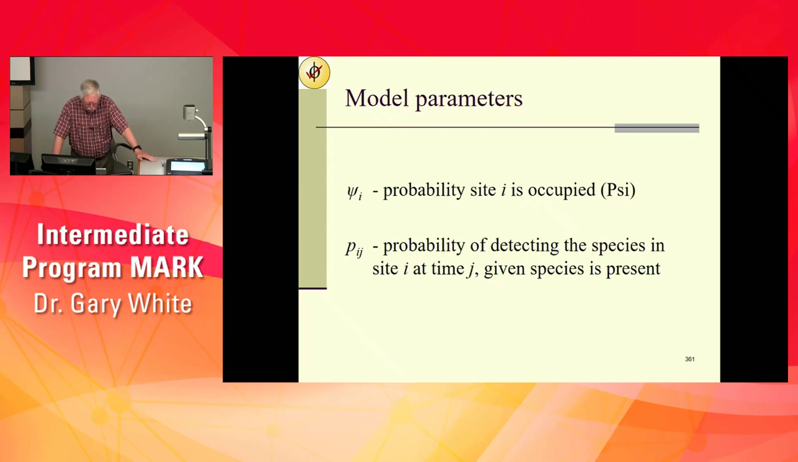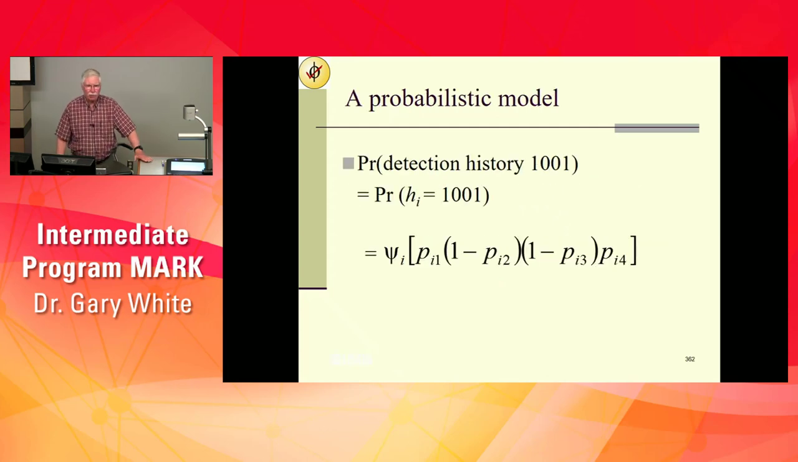But for the moment, we're just going to assume that everything's kosher, and we're going to work through the model, and then we'll start talking about how we elaborate on it. So we've got a detection history. We go out and visit the site four times, and that gives us this history, 1001. Now the probability that the site's occupied is psi. Obviously, it is occupied because we saw the species there. So then we have P1, 1 minus P2, 1 minus P3, P4. That's the information we're going to use to estimate P.